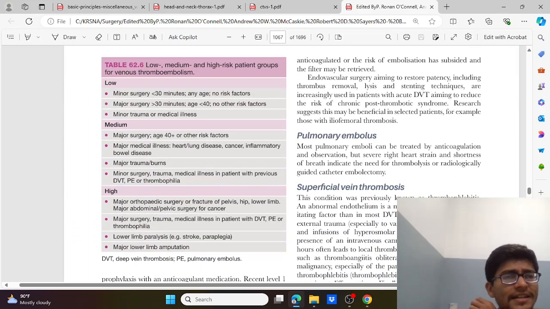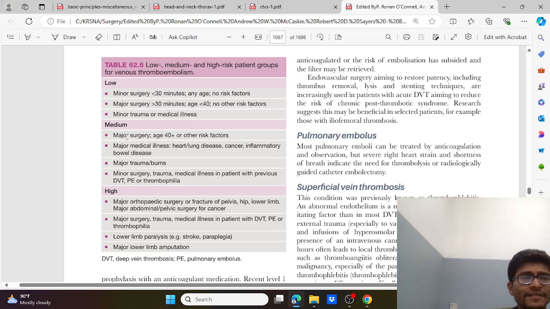Then we see the risk groups for venous thromboembolism. So low, medium and high. If there is surgery, a minor surgery less than 30 minutes with any age and no risk factors. Major surgery is more than 30 minutes, age less than 40, no risk factors, and minor trauma or medical illness. So these will all account for the low risk patient group for venous thromboembolism.